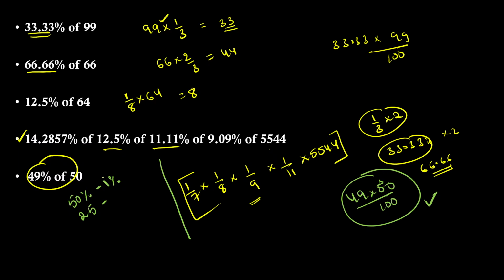Previously, we discussed 10% of a number is nothing but leaving one digit from the right end, and we need to place a decimal. When it's 1%, we need to leave 2 digits from the right end and then we need to put a decimal. So it's 0.5. So 25 minus 0.5, that's 24.5. So this is 49% of 50. This is how we calculate this.